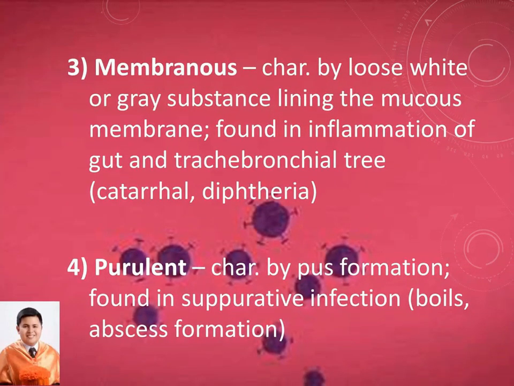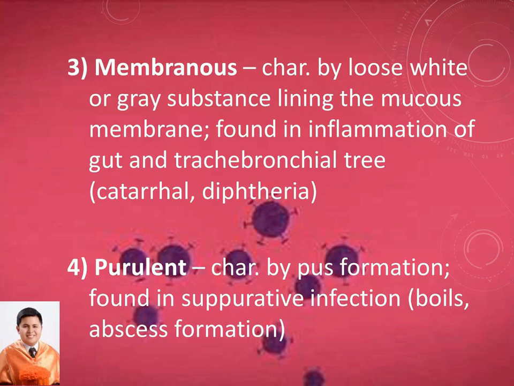Number 3, membranous. This exudate is characterized by loose white or gray substance lining the mucous membrane. Membranous exudates are also commonly found in inflammation of the gut and of the tracheobronchial tree. This type of exudate is also common in conditions relating to the respiratory system. Number 4 is purulent.